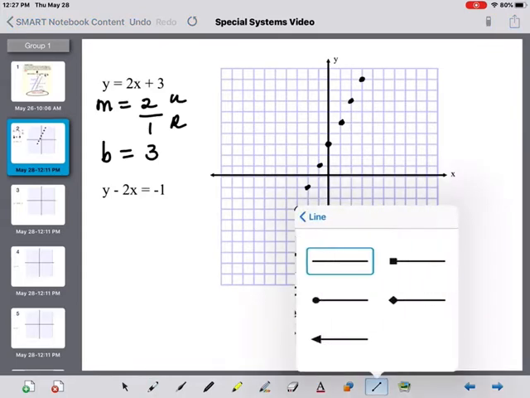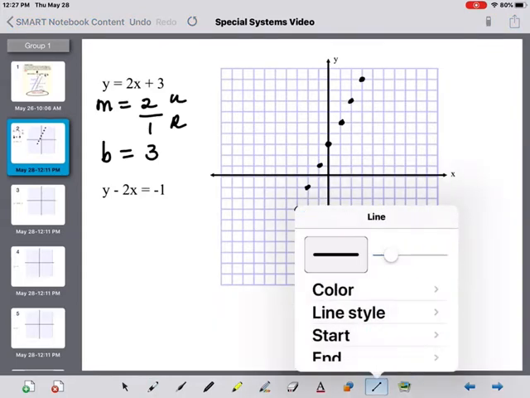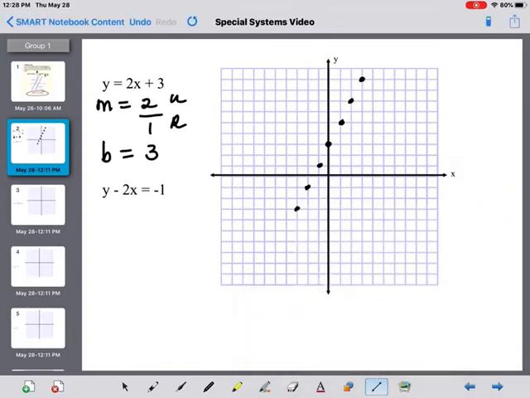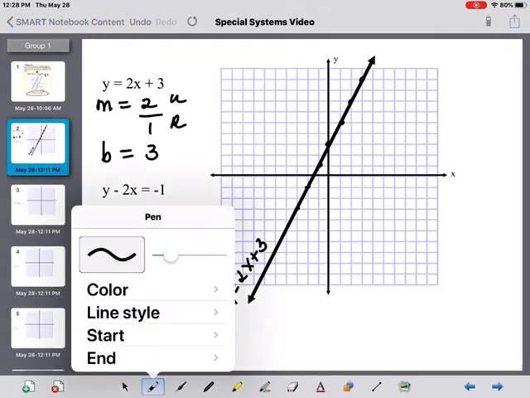And then I want to actually graph my line. And I'm going to extend it to make sure that the two lines cross once I graph the second line. And my equation for this line is y equals 2x plus 3. Okay, so for my second line, we have y minus 2x equals negative 1.